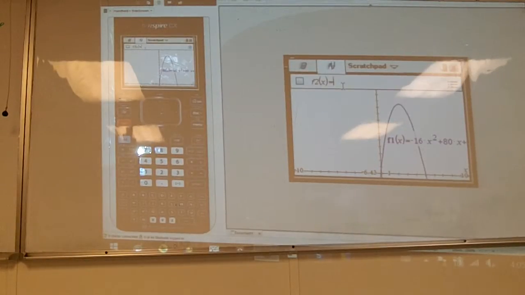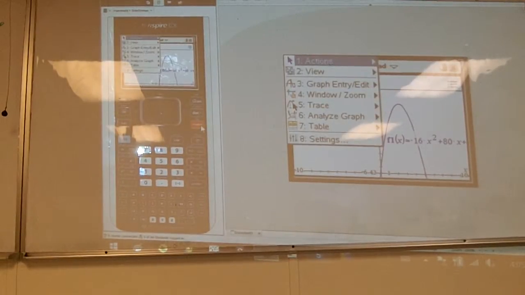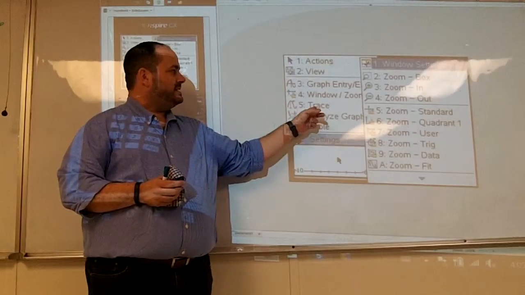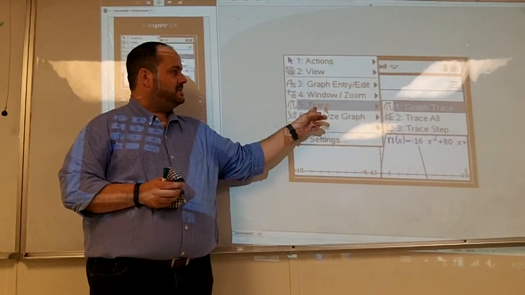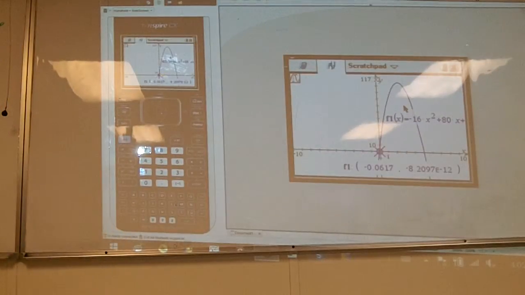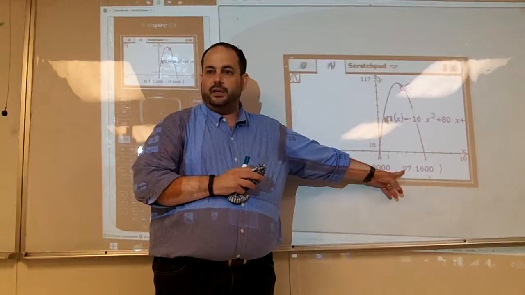The way you do it, hit menu. Right, the menu, it's like the menu at a good restaurant. It changes every restaurant that you go to. And what I want to do is go to trace, graph trace. And now type in 3.2. For my TI-83, TI-84 folks, it's just trace. You type in 3.2, hit enter, it's 97.16.